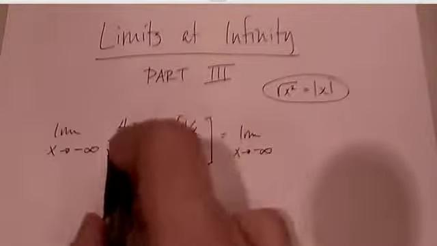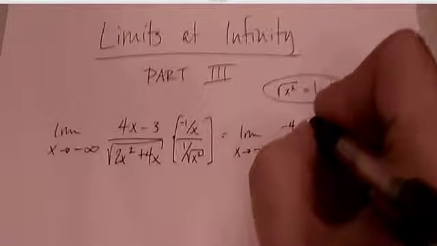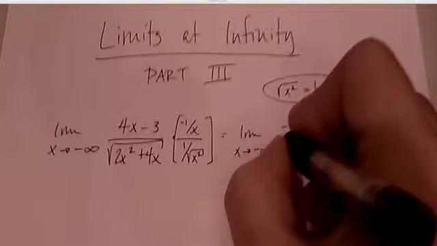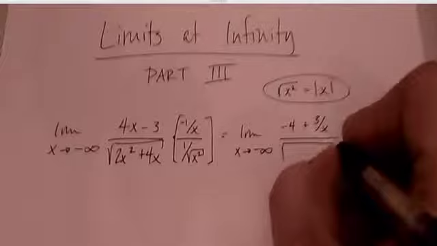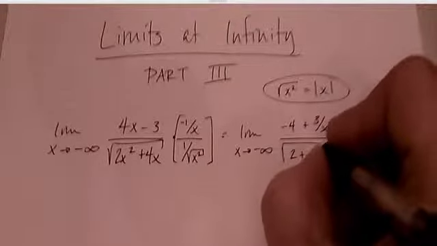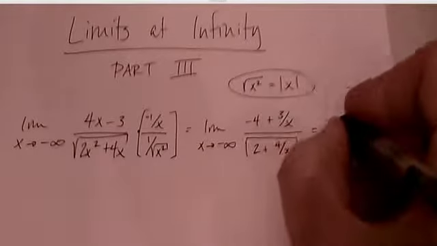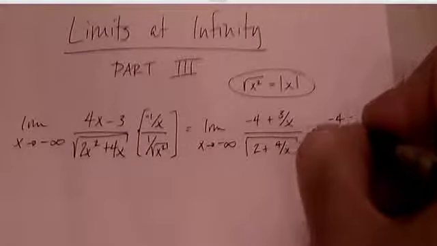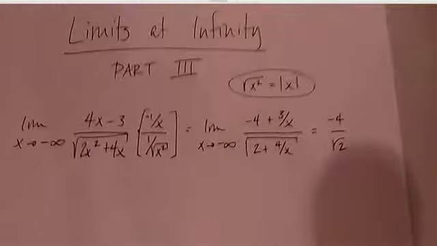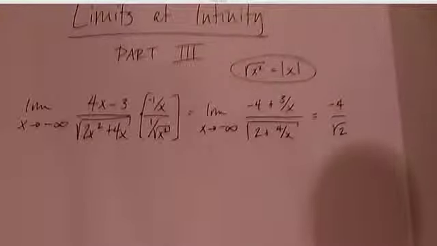So we need to distribute that, and we're going to get -4 plus 3 over x, over the square root of 2 plus 4 over x, and that winds up being -4 over root 2. And you can ask your teacher whether she cares about rationalizing the denominator, because once you get into calculus, that starts falling out as something that we do as a general practice. Okay? Now, let's do another one.